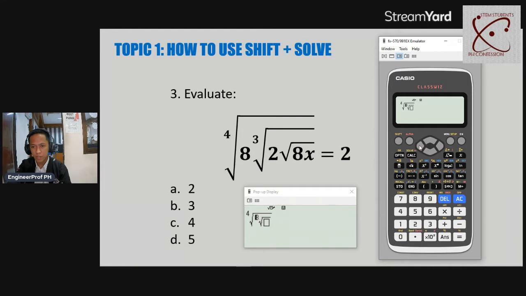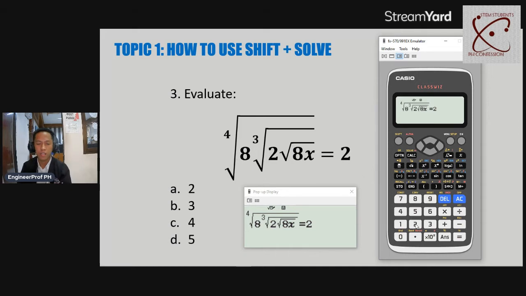Okay? So dito, navigate lang natin left and right. So 8 here, then navigate. So 2 times the square root of 8. We have here alpha x. Lagay natin si x. So alpha x. Then navigate natin sa right side. Ayan. So equals. So alpha equals. That is 2. Okay. At na-input na natin.